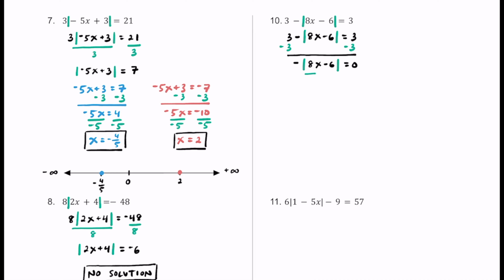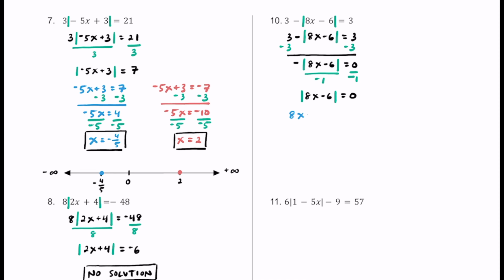Now again, there's an invisible negative 1 here. So what we can do is go ahead and divide both sides by negative 1. Since negative 1 divided by negative 1 will cancel each other out, we will just be left with the absolute value bar. So we'll have the absolute value of 8x minus 6, and that's going to be equal to 0 divided by negative 1, which is still 0.